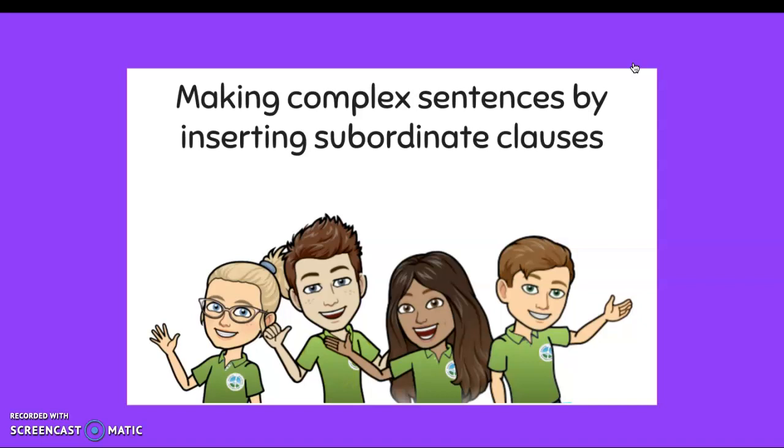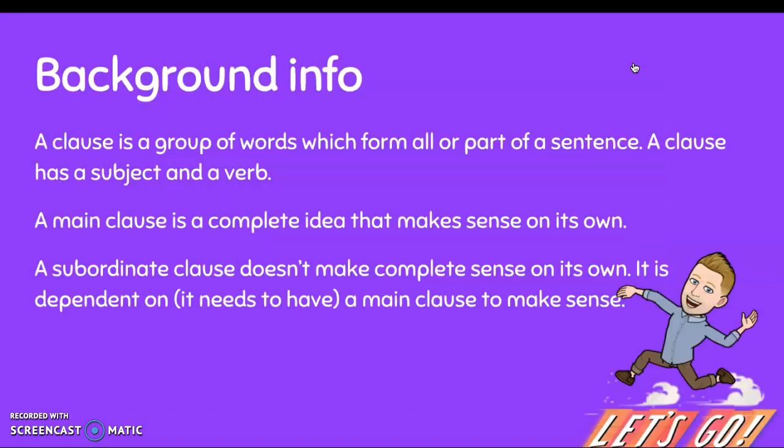Today we're focusing on making complex sentences by inserting subordinate clauses. Let's get into it. Some background information.